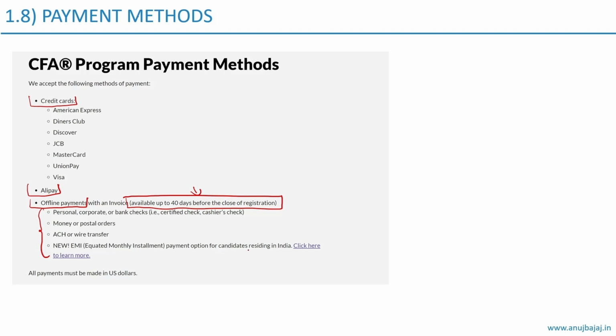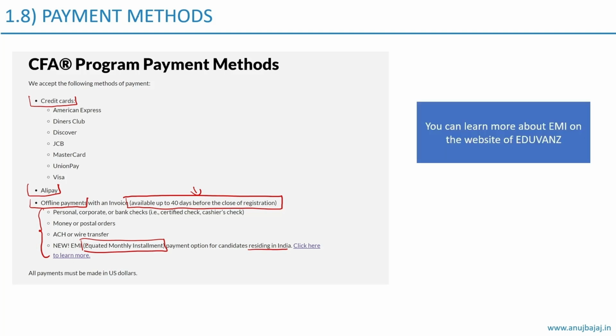And for students residing in India, they can now pay the entire fees in equated monthly installments. The equated monthly installment is provided by a company called Advance. You can learn more about the EMI on their website. And all payments must be made in US dollars.